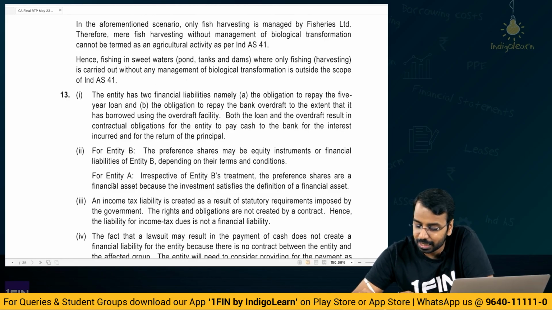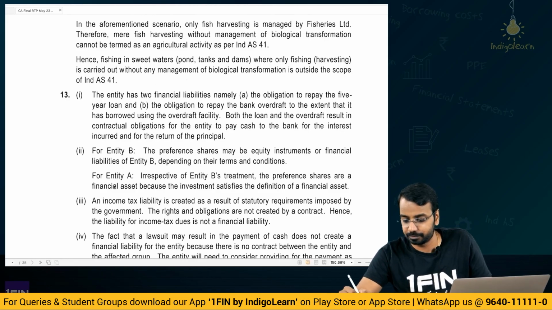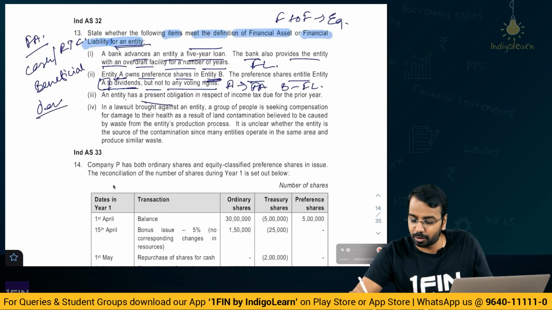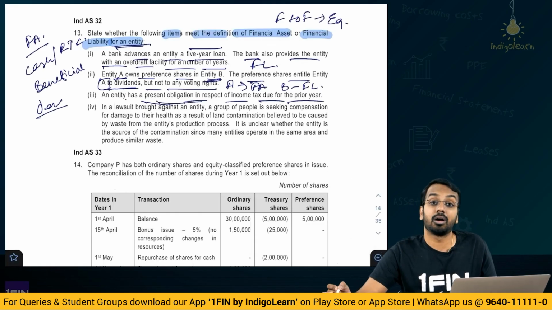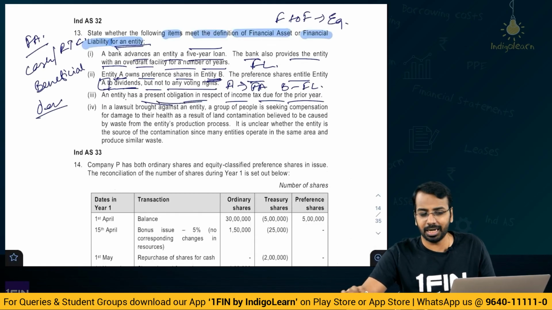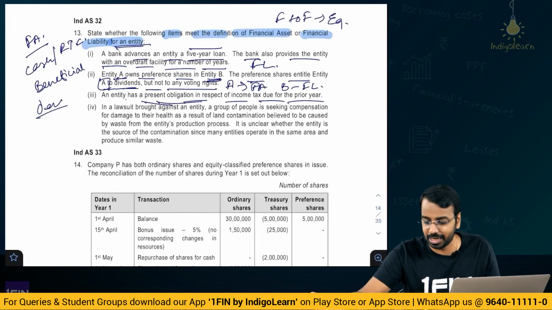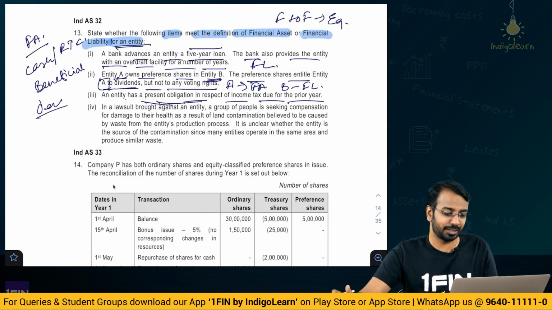Then, entity A has a present obligation in respect of income tax due for the prior period. Now, here do not go by the term obligation, go by the term contract. Is there a contract? There is no contract. So, it is not a financial asset, it is not a financial liability.